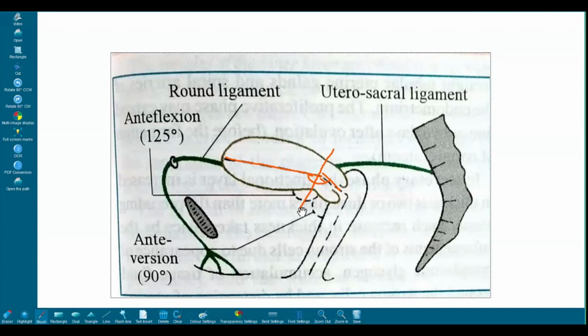Uterus urinary bladder के ऊपर lie कर रहा है. Okay, तो antiversion हो गया 125 degree. तो antiversion and anti-flexion is very very important. Okay. So when you keep the uterus in anatomical position, it has to be anteverted and anti-flexed. अब plain page ले आइए.